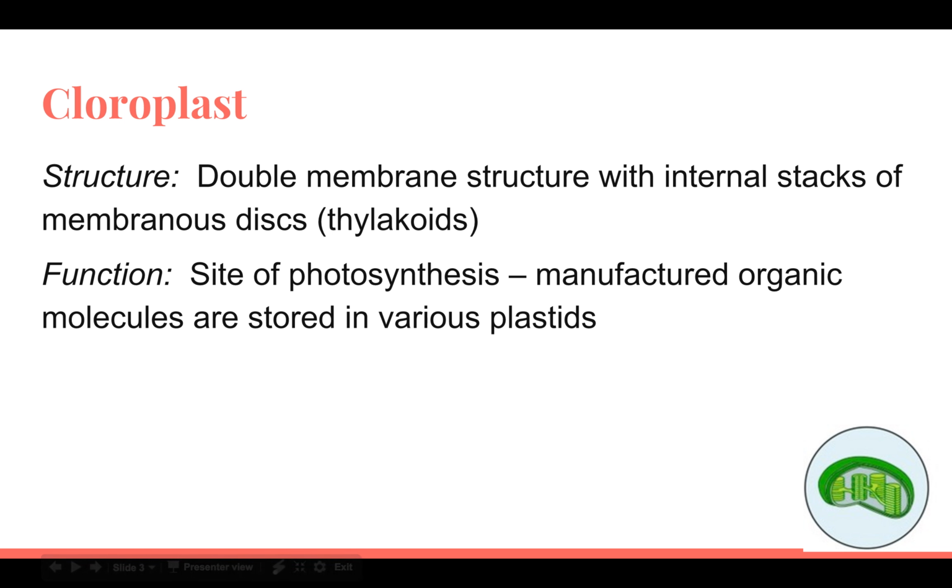So, chloroplast. The structure consists of a double membrane with internal stacks of membranous discs, thylakoids. This is the site of photosynthesis. Without chloroplasts, photosynthesis would not take place. And photosynthesis is an essential function for plant cells for survival. As you know, it's how they get their food and their energy. So the source of photosynthesis is the chloroplast. That's all you need to know about the function of the chloroplast.